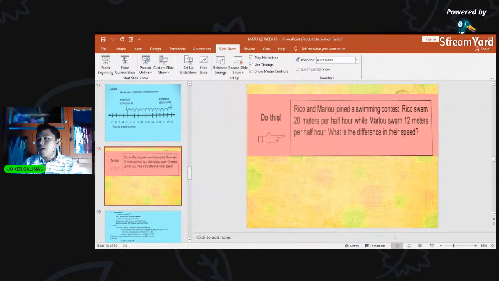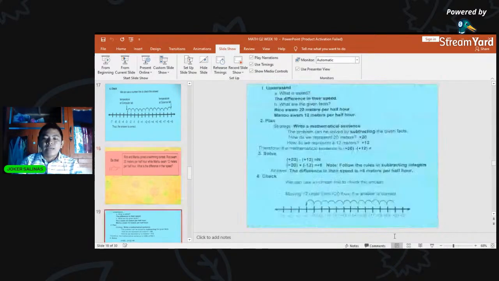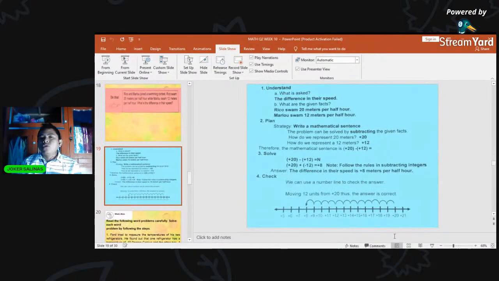I think 1 minute is already over. Since 1 minute is already over, let's reveal the correct answer. To get the correct answer, we need to follow the steps in solving word problems. You need to understand. Under that, we need to know what is asked and what are the given facts. What is asked in our problem about Rico and Marlo is the difference in their swimming speed. What are the given facts?